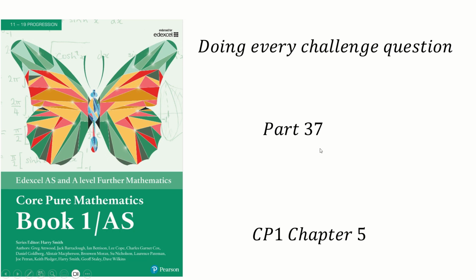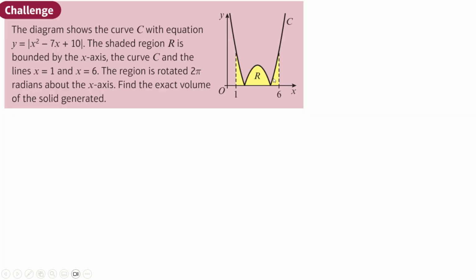Doing every challenge question, part 37. This is Core Pure 1, chapter 5, which is the nicest, the volumes of revolution chapter, which is nice. I just get to do some calculus.